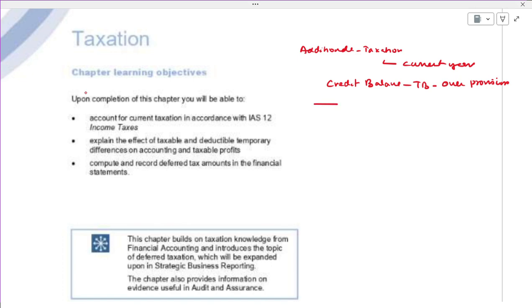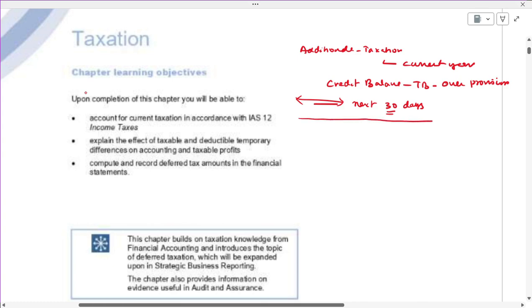If you take Oman into consideration, we have to pay the tax within the next 30 days after the period end. Take the example of VAT: after completion of 3 months, you have to pay within the next 30 days and file the returns. This is a normal practice.